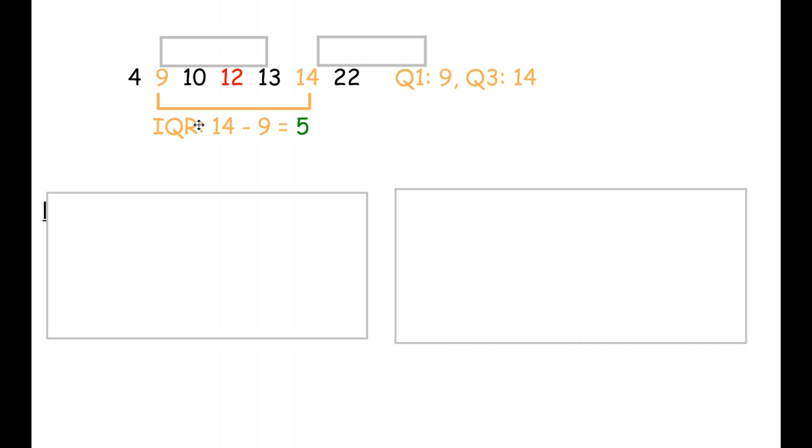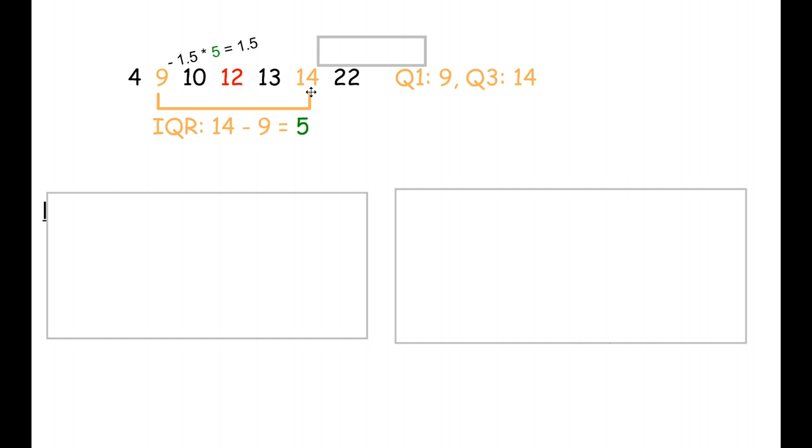If you find your first and third quarter, your 9 and your 14, and you subtract them, you get your interquartile range. That's what the number 5 is. So the way this rule works is we're going to start with our lower quarter, and we're going to subtract 1.5 times the interquartile range. So minus 1.5 times 5. So 9 minus 1.5 times 5 is 1.5.